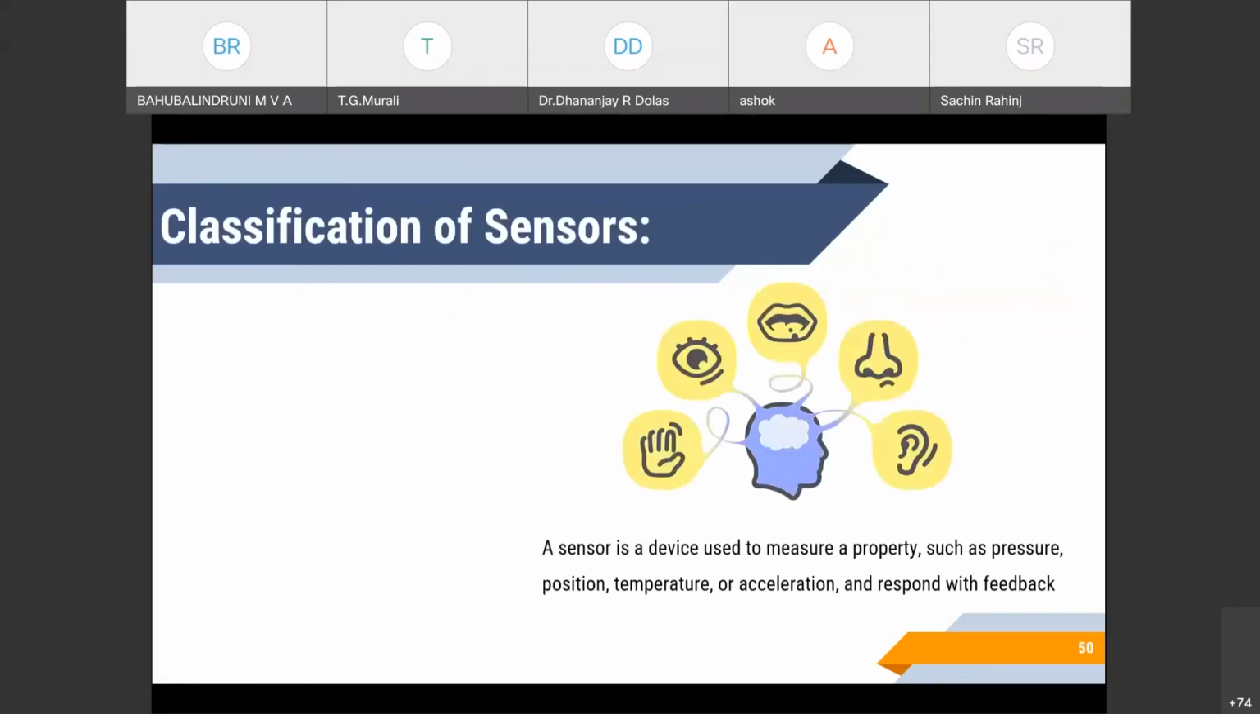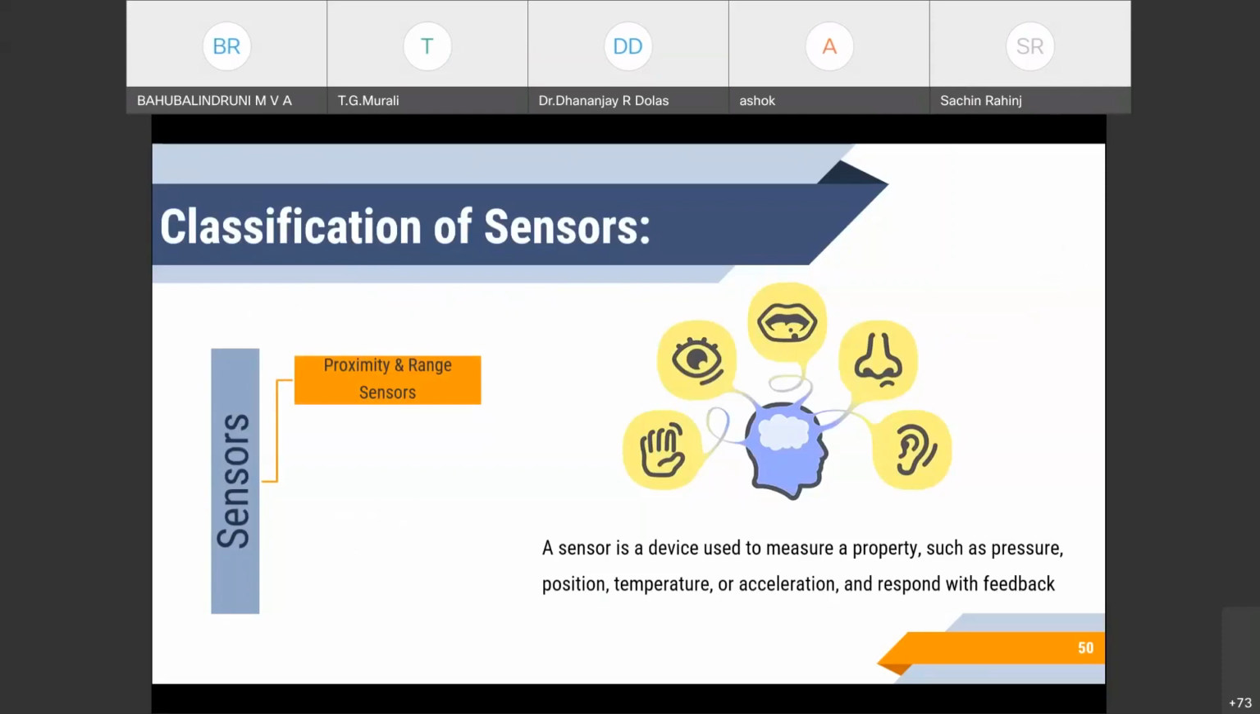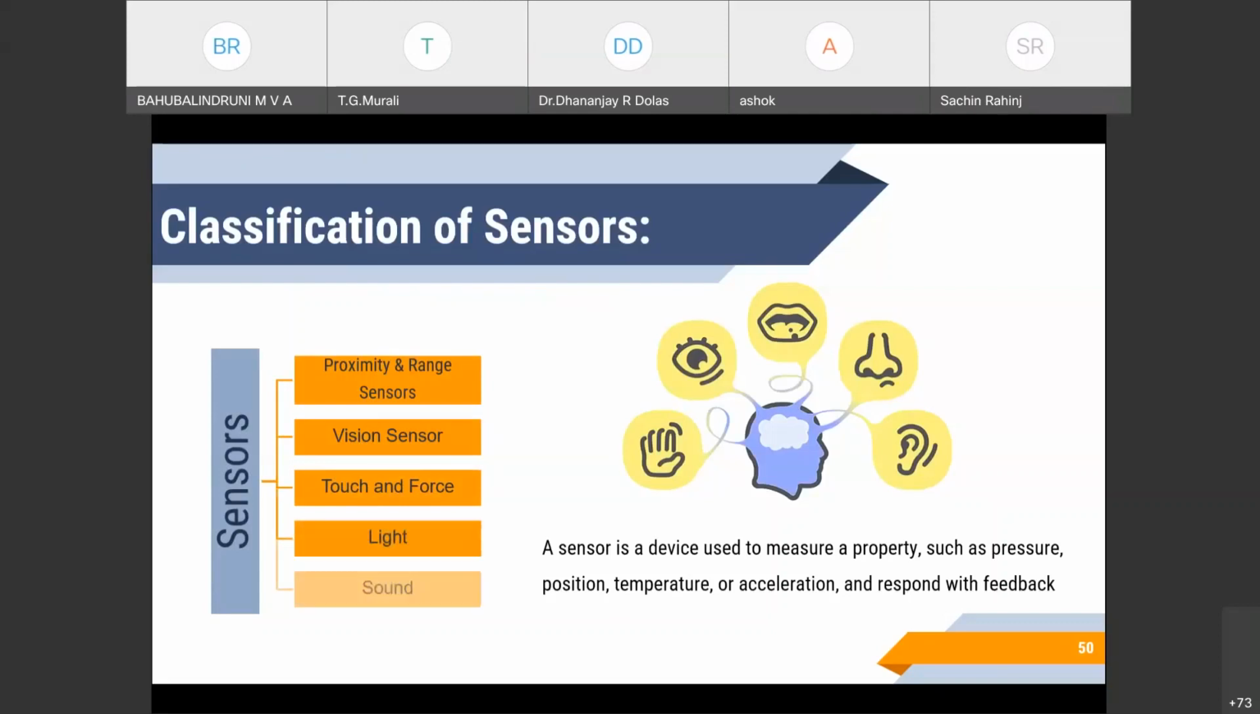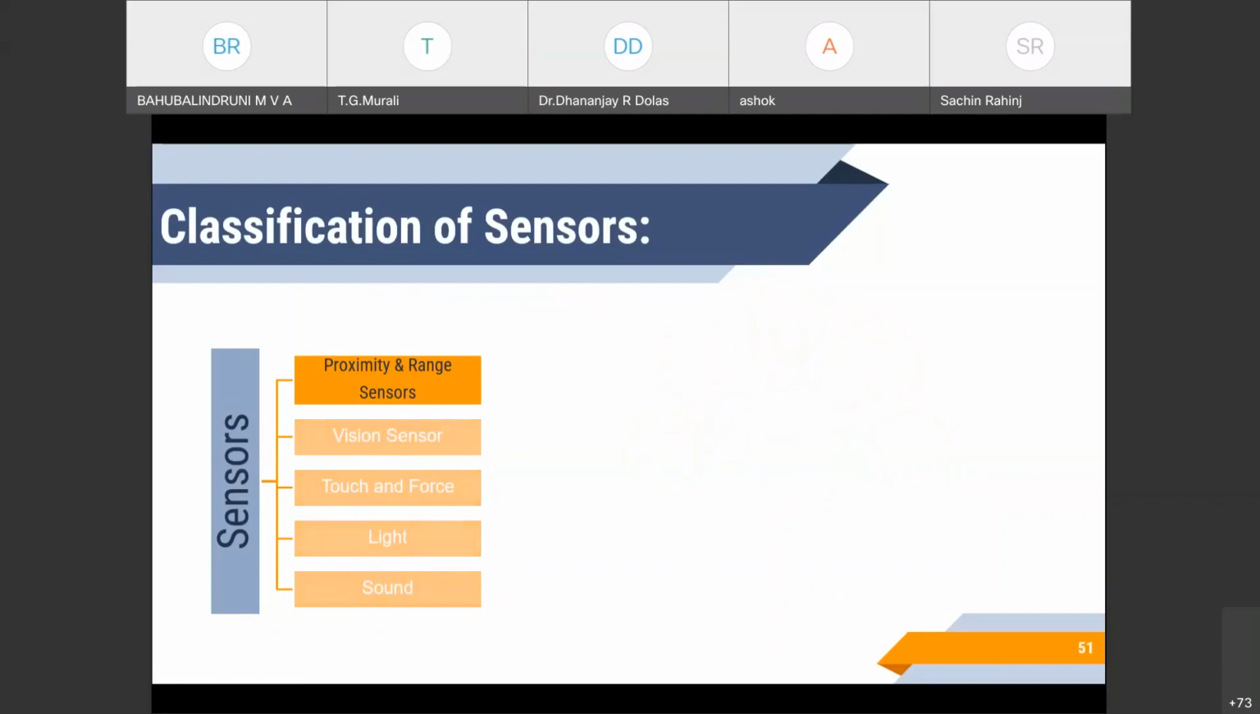And in addition to the grippers and tools, we also have the sensors. A sensor is a device which is used to measure a property such as pressure, position, temperature, acceleration, and also to respond to the environment, the manufacturing environment, the surrounding environment, and to give feedback. Here we have 5 types of sensors: the proximity and range sensors, vision sensors, touch and force sensors, light and sound sensors. Other than these, we do have electrical or thermal sensors, which we are not going to discuss.